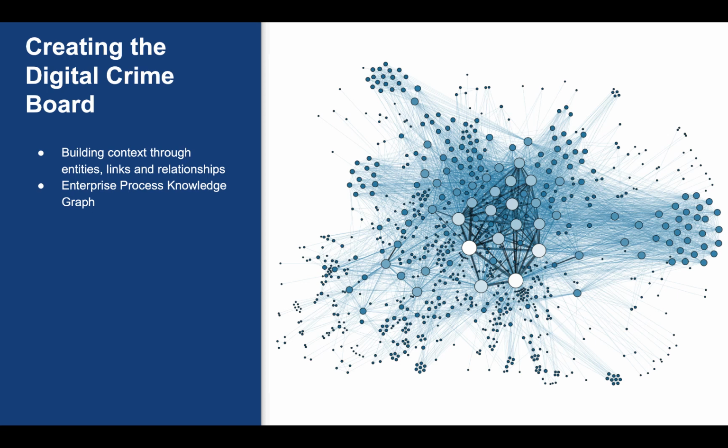If we look under the hood, we have the technical infrastructure to create that digital crime board and building context through AI using data entities, links, and broad relationships. The end result is what is called an enterprise knowledge graph that contains a map providing a 360-degree view over time of anything the organization deals with on a day-to-day basis.